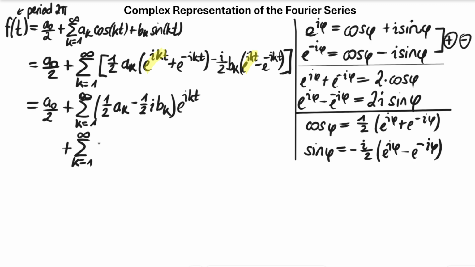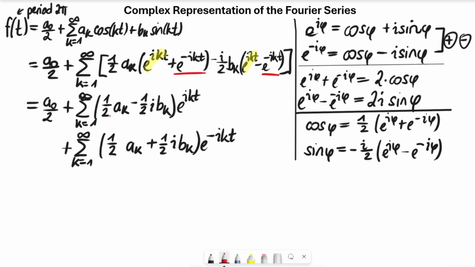So I have also split the sum. Now I write the terms with e to the power minus ikt in a separate sum. That is, I split the sum into two separate sums, and we get the following. We have 1/2 a_k plus 1/2 i b_k times e to the power minus ikt. And there we go already. We can call this the coefficient c_k.